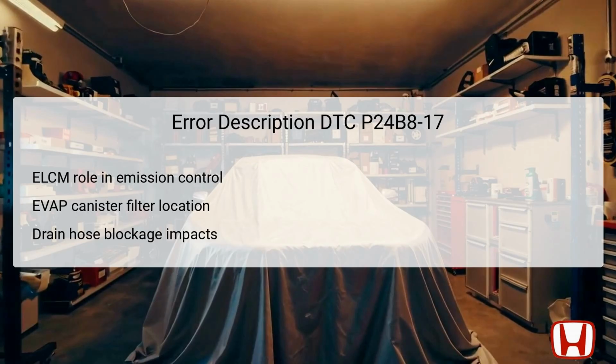DTC P24B8-17 indicates a high voltage condition in the circuit associated with the pressure sensor of the Evaporative Leak Check Module, ELCM. The ELCM is instrumental in monitoring fuel vapors stored in the evap canister and ensuring they are directed properly into the engine for combustion, thereby minimizing harmful emissions. Located near the evap canister, the ELCM's pressure sensor actively measures pressure levels to confirm there are no leaks in the system. High voltage from the sensor could indicate a malfunction that prompts the PCM to store the DTC.